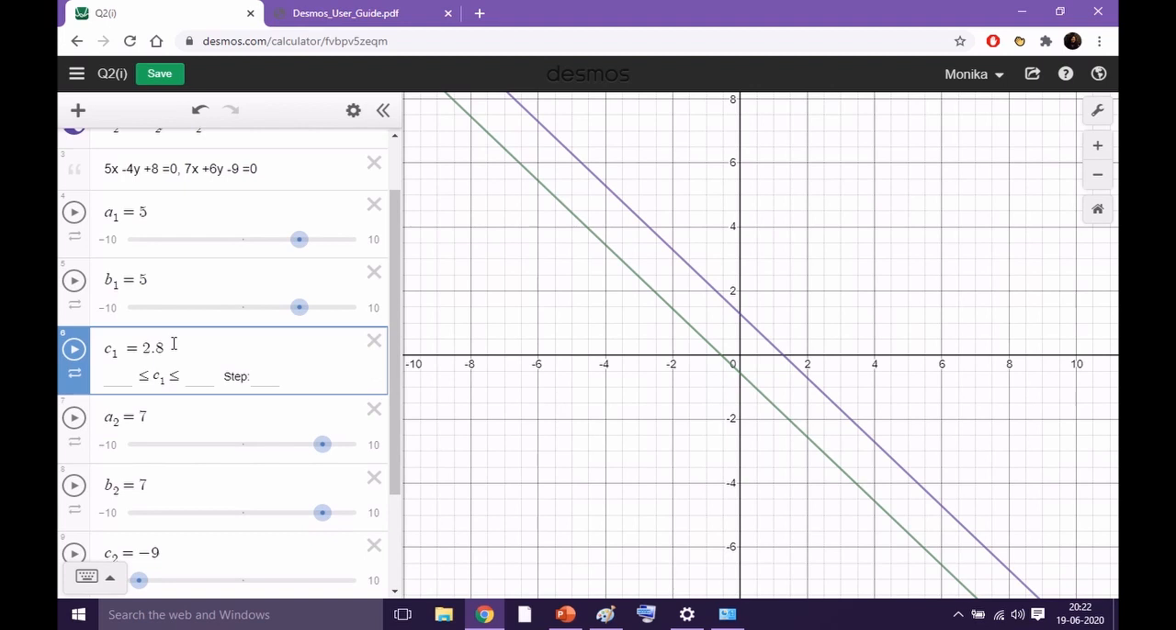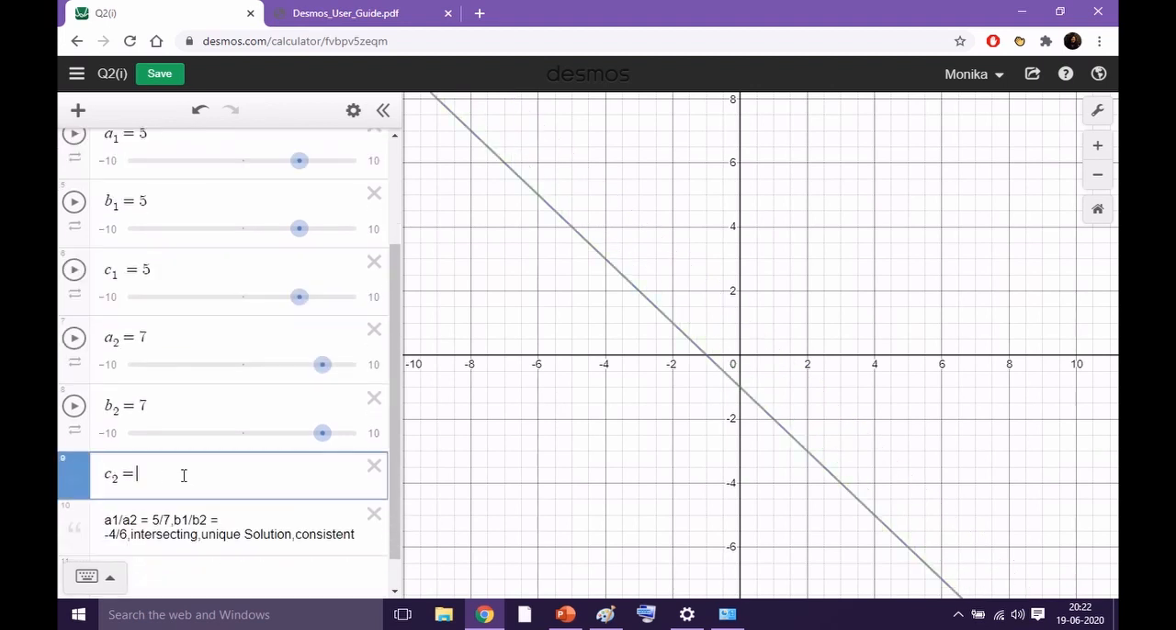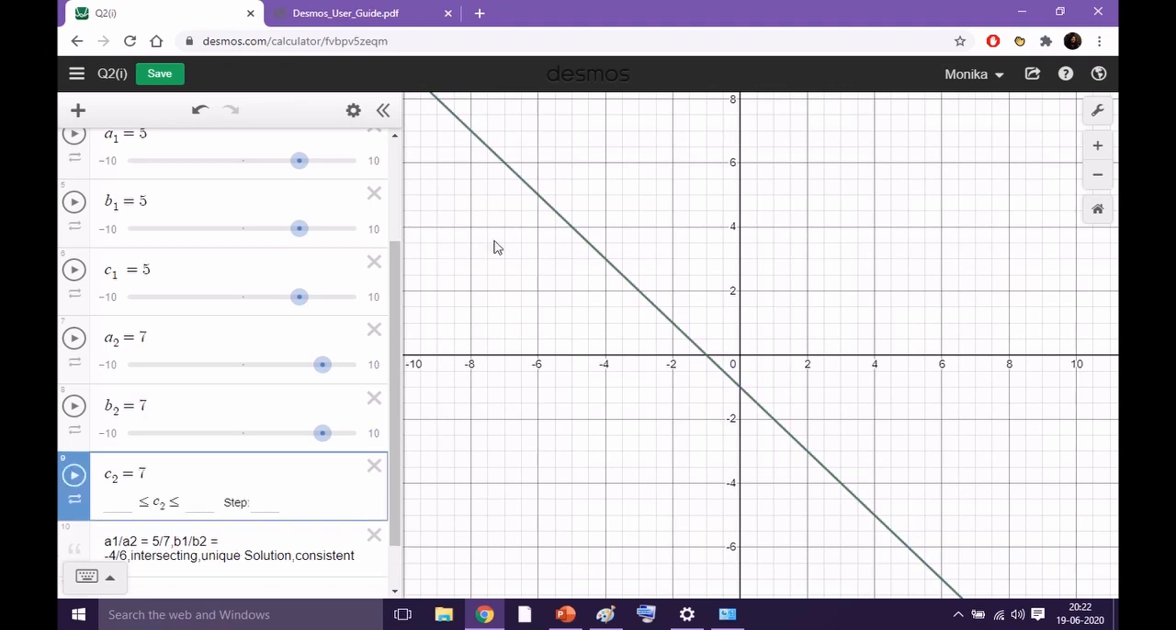And third is, if C1 upon C2 also becomes equal, so what will I take? I will take C1 also 5 and C2 as 7. Now you get only one ratio. It means all the lines coincide. What do you mean by coincident lines? Each and every point of these lines will satisfy both the equations. So how many points can you get? I can get infinitely many points. So it means I have infinitely many solutions, coincident lines. And because we are getting the solution, this is consistent.